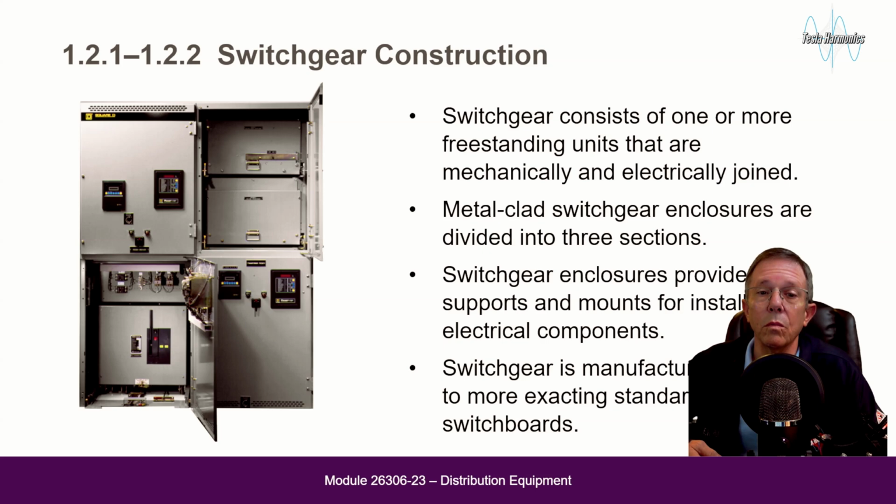Switchgears consist of one or more freestanding units that are mechanically and electrically joined. Metal clad switchgear enclosures are divided into three sections. Switchgear enclosures provide support and mounts for installing electrical components. Switchgear is manufactured and tested for more exacting standards than switchboards.